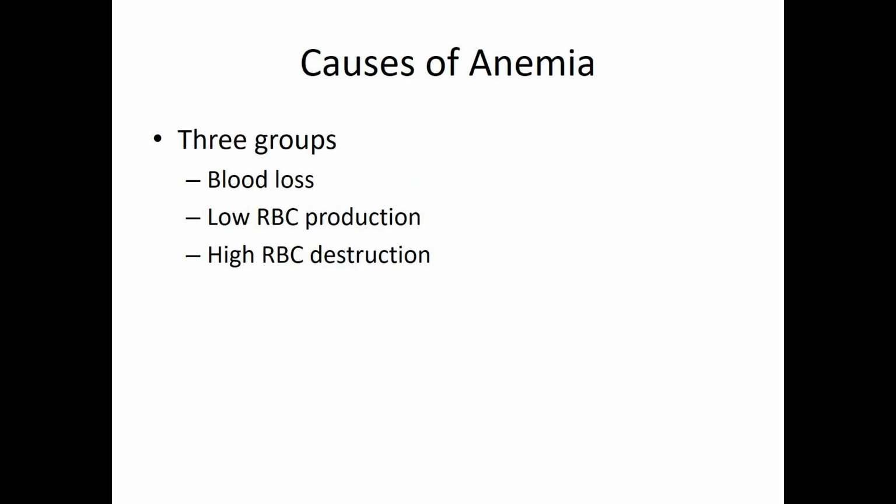Blood loss, right? If your blood is on the floor, it's not delivering oxygen to your tissues. A lower than normal rate of red blood cell production, or a higher than normal rate of red blood cell destruction. These last two, remember that we've got to have regular turnover, right? We make about 2 million per second. We destroy about 2 million per second. If either of those two rates are off a little bit, then we end up with some problems.